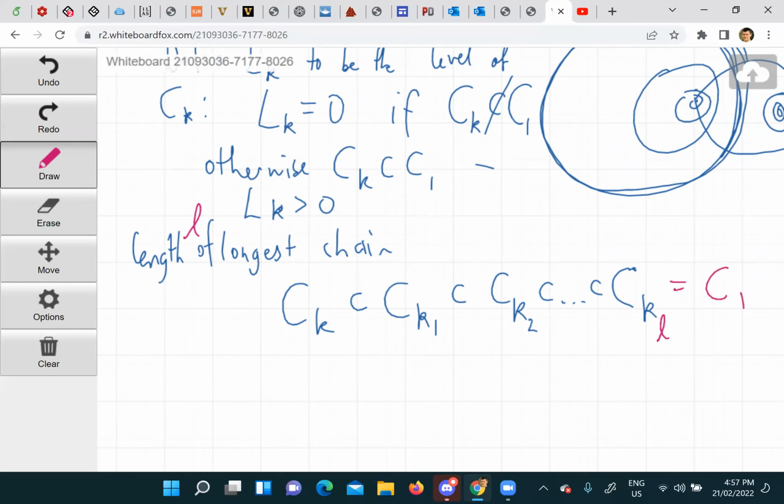Does it make sense? So if it's inside C1 and there's nothing in between it, then it's just equal to 1, yeah? So it's just how many times it goes nested, yeah? So LK is the number of times it's nested, yeah? Okay. So this is the same.